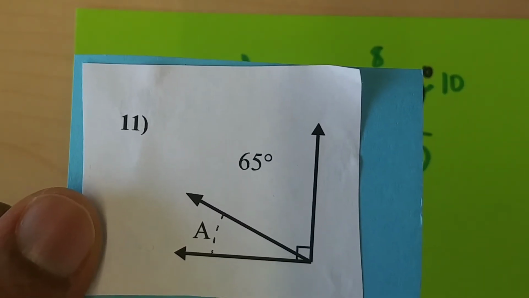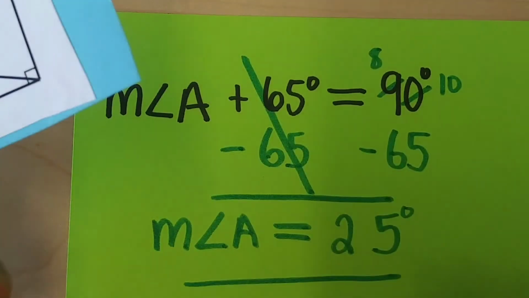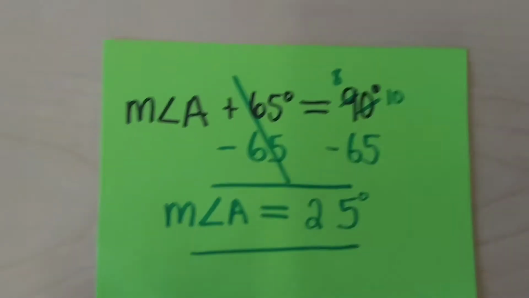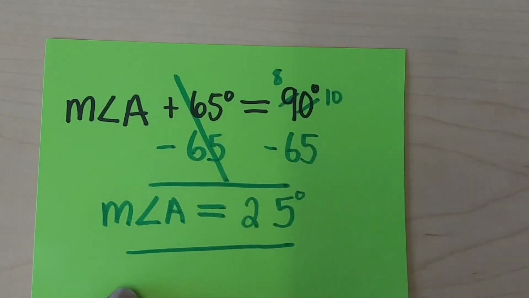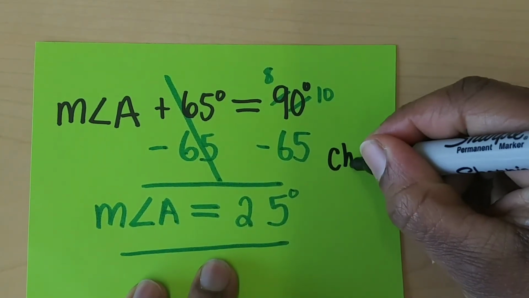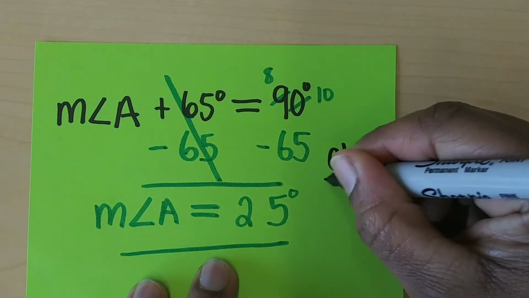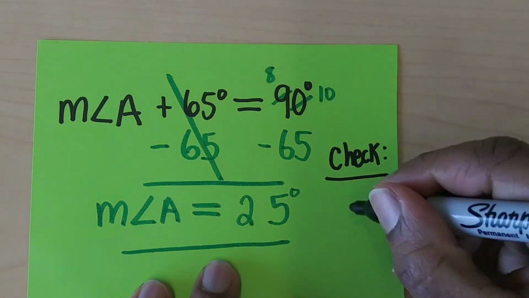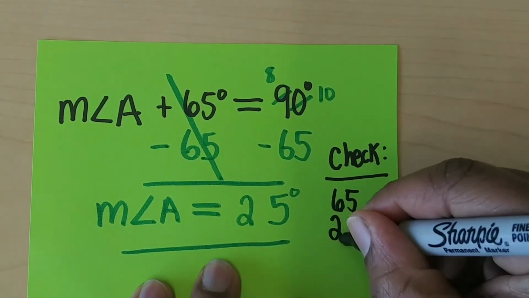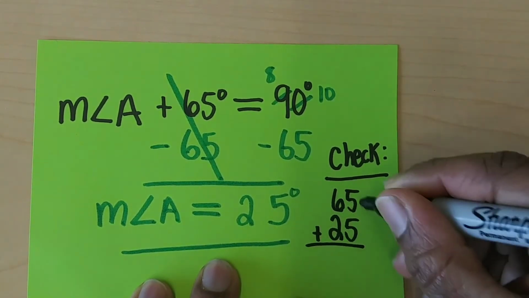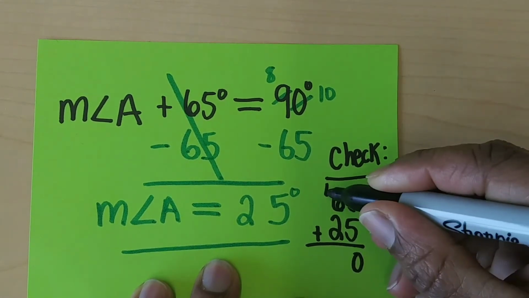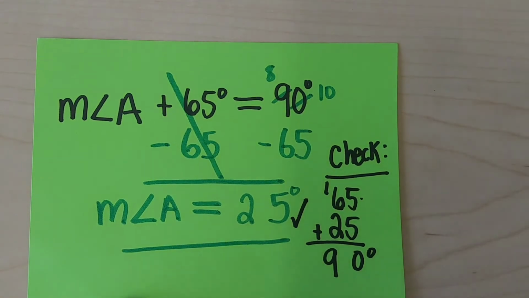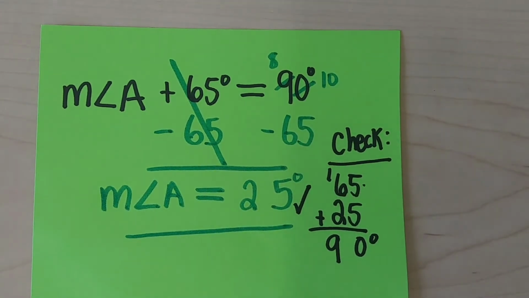I check myself by taking the measure of angle A, which I said is 25 degrees, and adding that to the 65 degrees that they gave us, and it should total 90 degrees. Let's check it out. Let's take the 65 degrees that they gave us, add it to the 25 degrees, which we calculated. 5 plus 5 is 10, 6 plus 1 is 7, plus 2 is 9, so 90 degrees. So yes, it checks out.